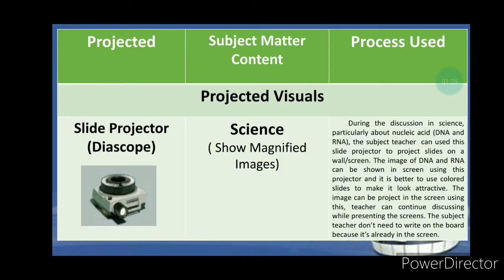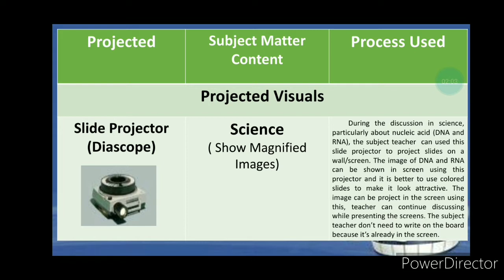Next is slide projector or diascope. It is used to project slides on a wall or screen. The construction of this slide projector includes the source of light or projection lamp, reflector, condensing lens, slide carrier, and objective lens. When it is used in science subject, it helps to show magnified images. During the discussion in science, particularly about nucleic acid, DNA and RNA, the subject teacher can use this slide projector to project slides on a wall or screen.